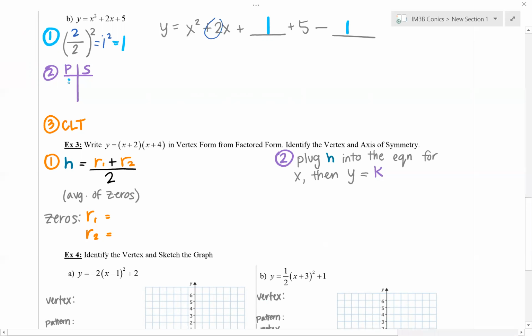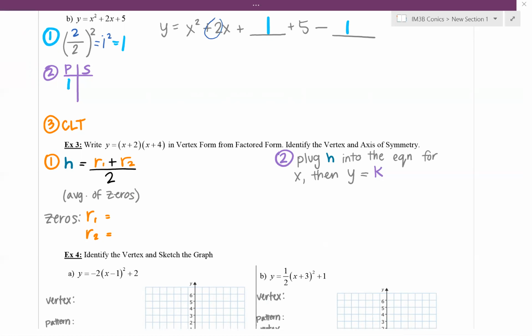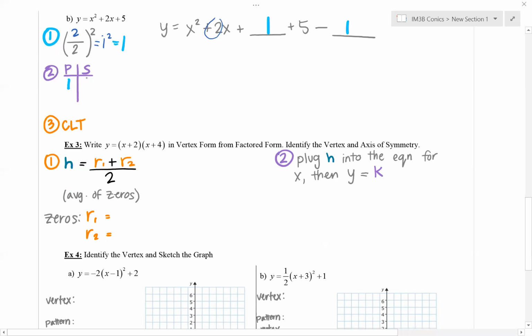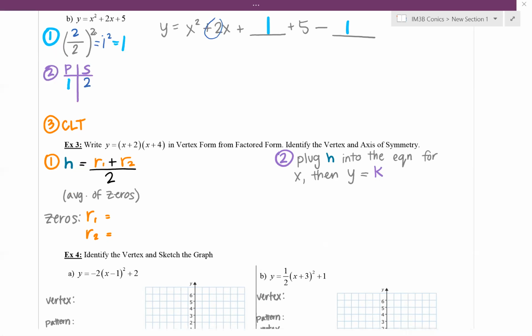Remember that we're factoring those first 3 terms, that first trinomial, so we want 2 numbers that multiply to the one that we just got and add to 2. And so that one's easy, 1. So it's 1 and 1.